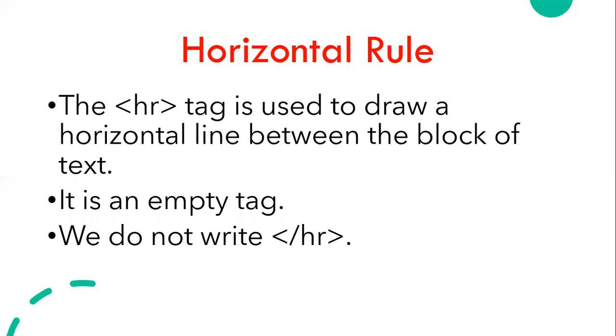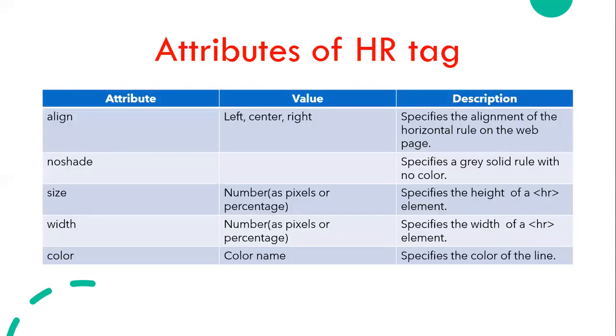So basically we have only two empty tags. What are they? The break tag and the horizontal rule tag. Both these tags won't have any closing tag. Clear, children? Next, attributes of the HR tag. Let us see some attributes. Attributes are the names we give after the opening tag. That is what is called an attribute.